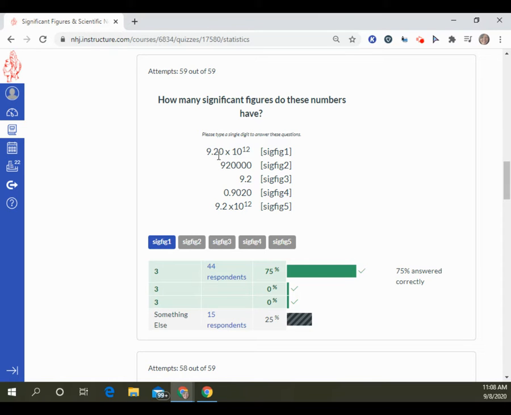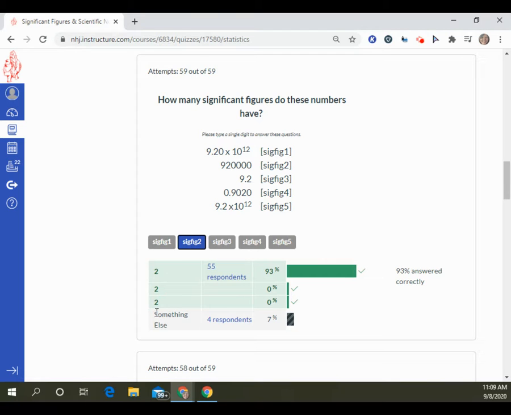The first one has 3 significant figures. The first rule is all non-zero digits are significant. So the 9 and the 2 are significant. The second rule doesn't really apply here, but it's any zeros in between significant digits are significant. And the last rule applies here because the last rule says any trailing or final zeros in the decimal portion only. So this 0 right here is a final zero in the decimal portion. So we have 1, 2, 3 that are significant figures.